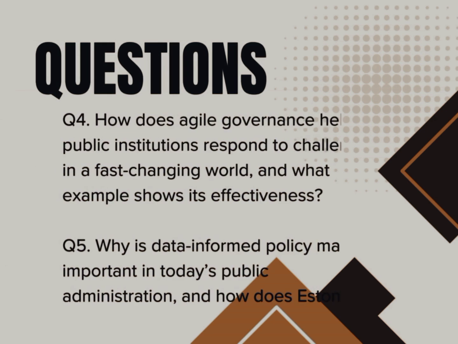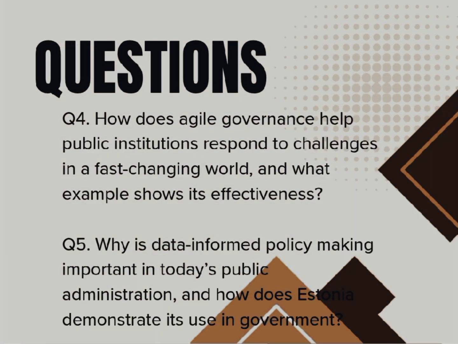So, another question again. So, the fourth question is, how does agile governance help public institutions respond to challenges in a fast-changing world, and what examples show its effectiveness? And the last question is, why is data-informed policymaking important in today's public administration, and how does Estonia demonstrate its use in government?